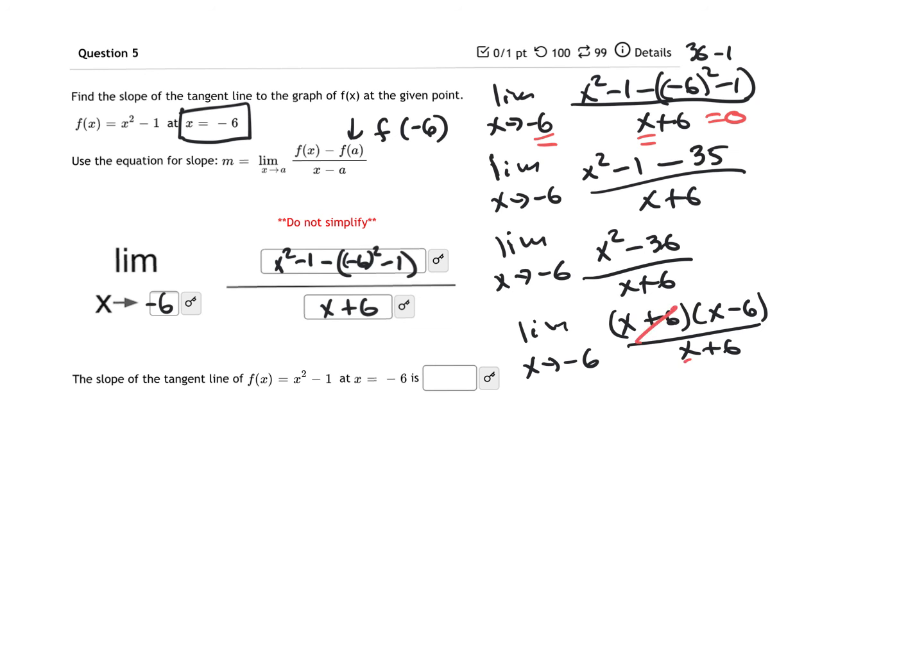But now the x plus 6 cancels with x plus 6, and I'm left with the limit as x approaches -6 of just x minus 6. Now I can put that -6 back in there, and I'm going to get -6 minus 6, which is equal to -12, and that will be my answer.